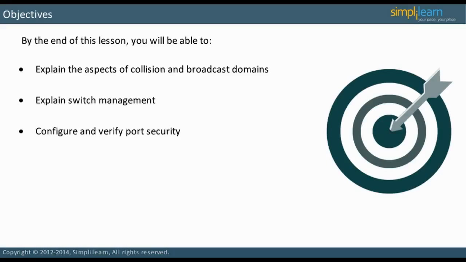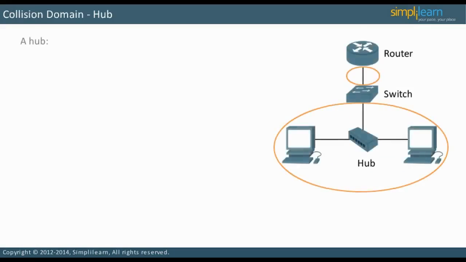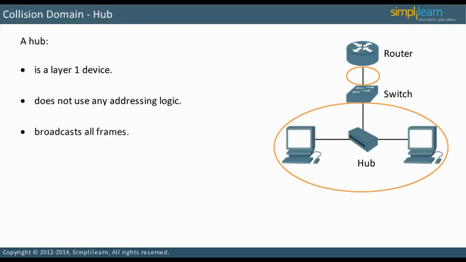Let us start with collision domains. A collision domain is a network segment where devices share the bandwidth. A hub is a Layer 1 device. This means it does not use any addressing logic. A hub broadcasts all frames. It sends all frames to all devices it is attached to.